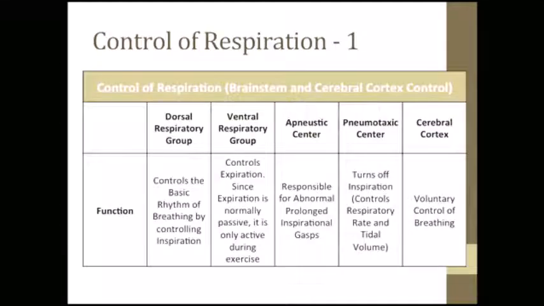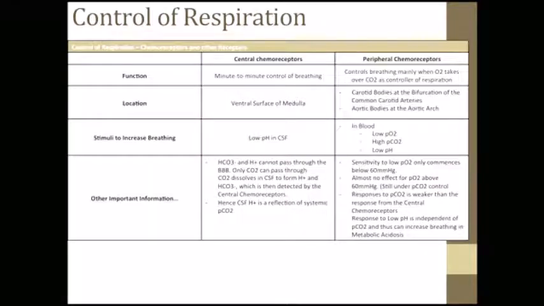Okay, so control of respiration. This table looks really scary, but I can tell you for sure that this won't come out for your examinations. Or at least, I think it won't. The only thing that I want to point out is the dorsal respiratory group. This is basically the final point which everything acts upon to control your respiration, or at least most of them act upon to control respiration, and it basically controls the rhythm of breathing by controlling the rate of inspiration. Okay, so this is the rough function.